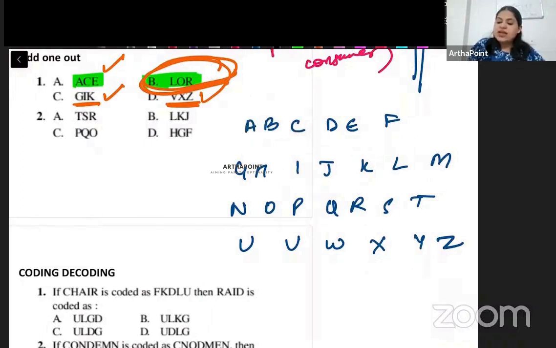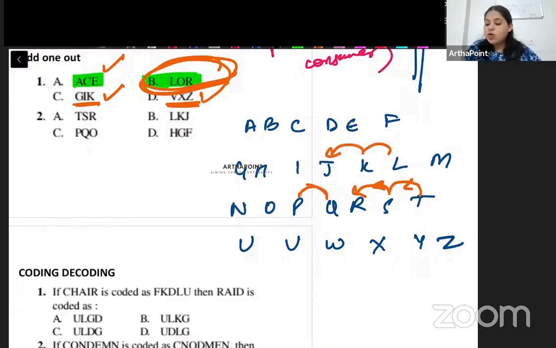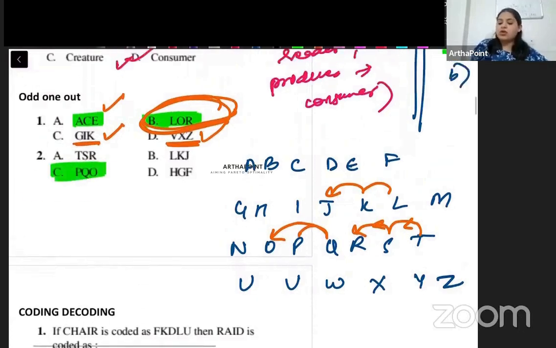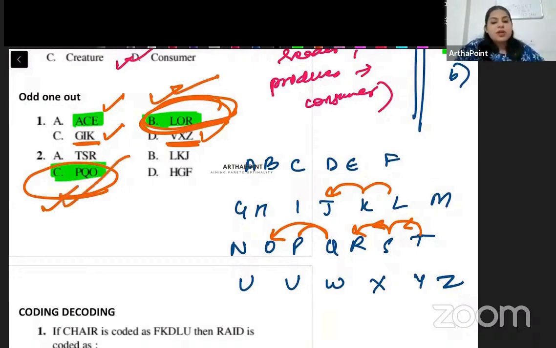So it says TSR. That means you're going backward. Right? Come to the next part beta. LKJ. You're going backward again. PQO. So beta, you went forward and then backward. Ye to incorrect ho gaya, right? So C is incorrect. So second ka answer should be C. It is incorrect. So we are able to pick the odd one out. Is case mein odd one out ye tha, isme ye hai. This is the next kind of question that will come in exam.